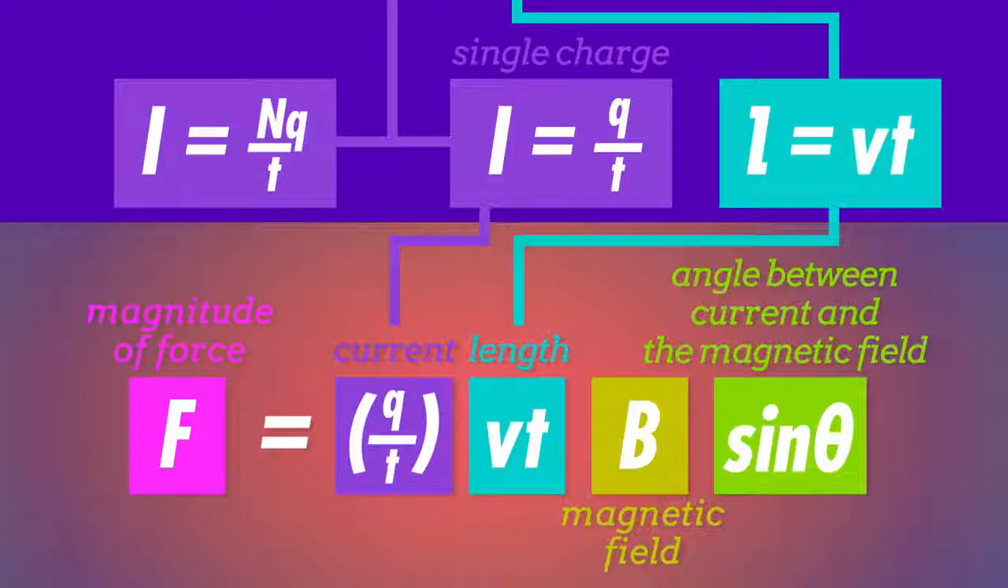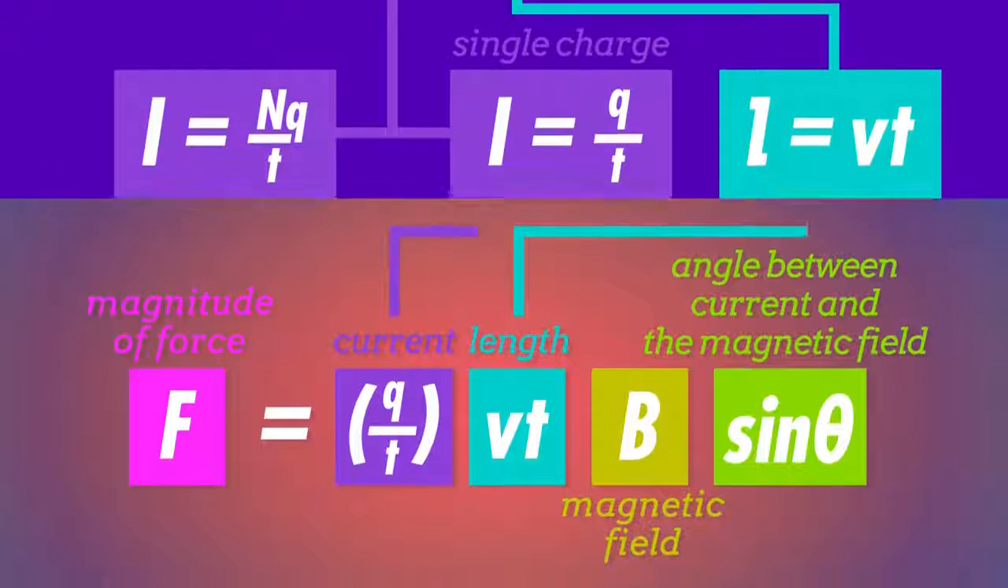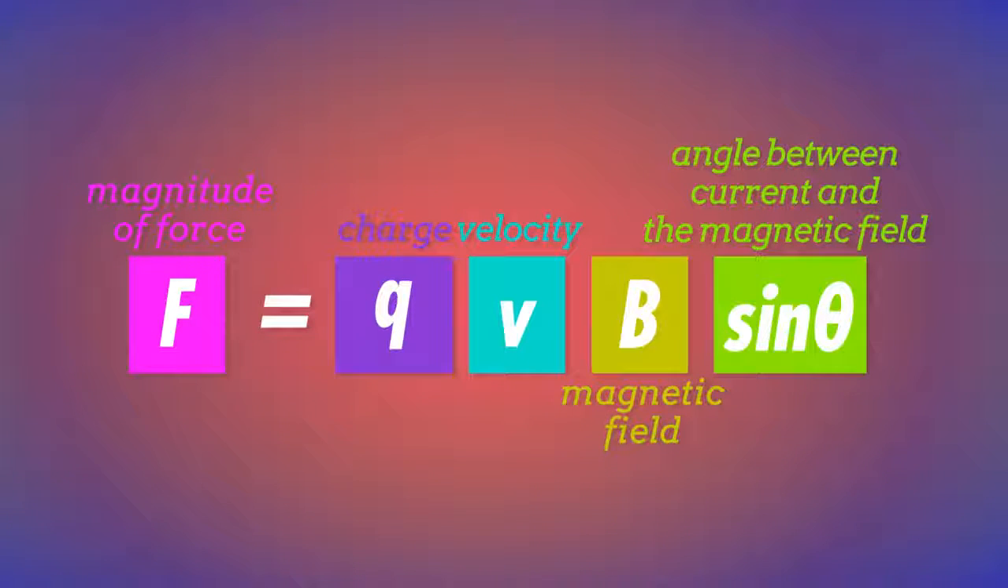So we can apply these two facts to our equation for force, which tells us that the force on an electric charge moving through a magnetic field is equal to q divided by time, multiplied by velocity times time, times the strength of the magnetic field, times the sine of theta. These two t's cancel each other out, so the equation simplifies to F equals qvB sine theta. That means that like the force on a current running through a wire, the force on a single electric charge depends on 4 factors.